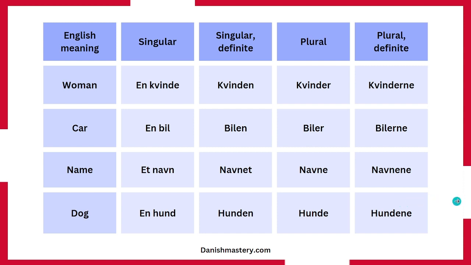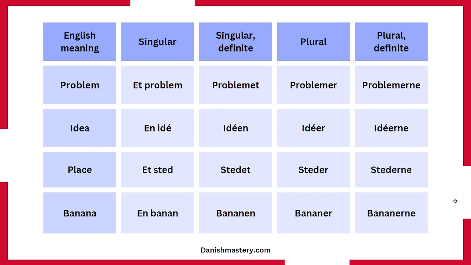Alright. Beautiful. Den næste side, the next page, hvad har vi? Problem. Et problem, problemet, problemer, problemerne. Alright? So, yeah, same thing. It becomes problemet. It, problem, you take the it and you move it. Problemet. Alright? Problemer and then problemerne, because you just add the ne.